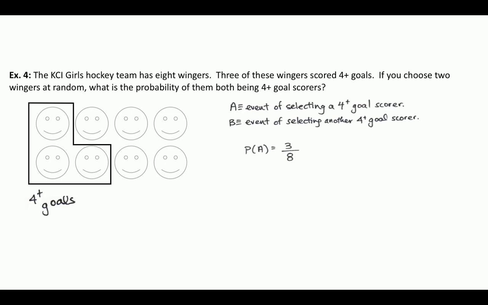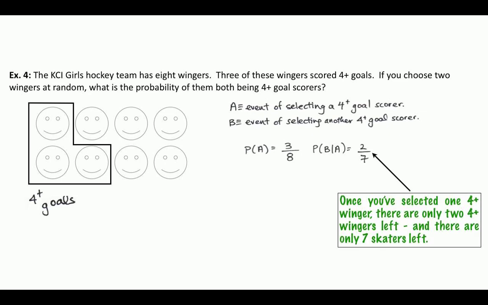Well, once we've selected her, and then we go to select a second, the probability of selecting a 4+ goal scorer, given that we've already selected the first 4+ goal scorer, is now 2 in 7. Because once we've selected one of those wingers, there's only 2 of them left. And there's only 7 of the skaters left. So we have 2 4+ goal scorers left out of 7 wingers remaining.